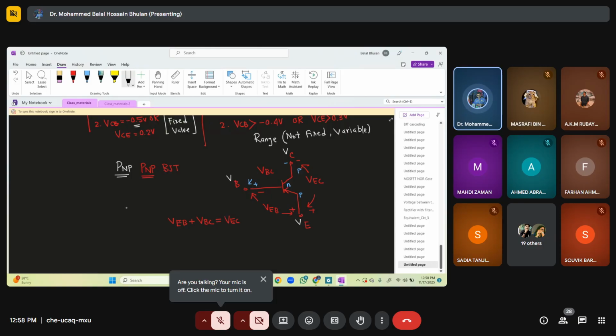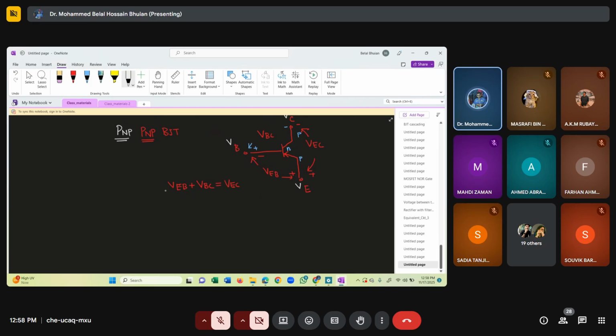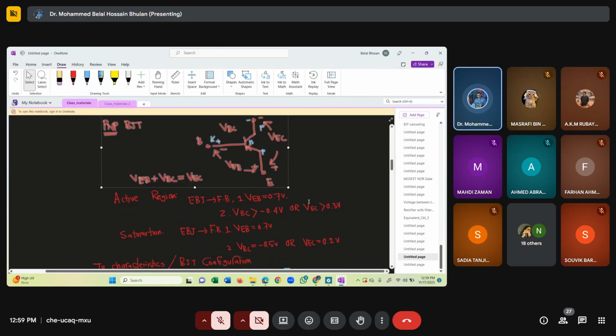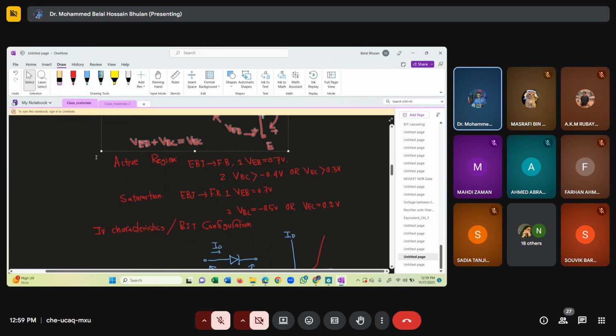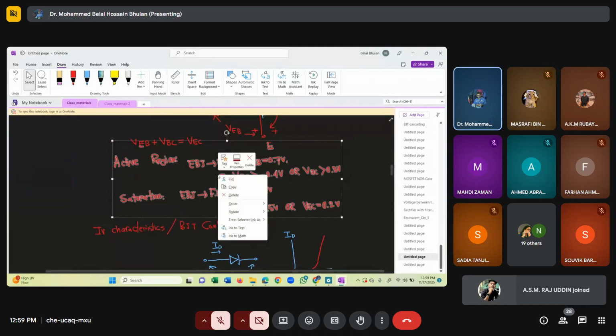So if you do that again, that KVL, so VEB plus VBC equal to VEC. Again, emitter to base junction forward biased. If it is forward biased, we can write it as 0.7 plus VBC equals to VEC. So that means this is how VEC and VBC are related. VEC is equal to VBC plus 0.7. So then what is the condition? Since these are the same things, I'm just going to write down the condition for the BJT operating in active region or in saturation region.